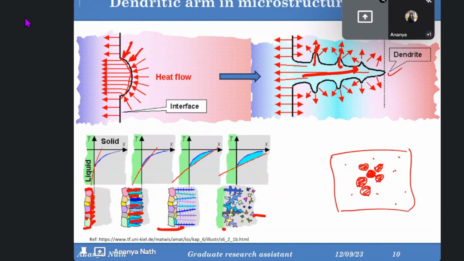Yes, ma'am. This dendritic arm is forming, I understood, but it is growing in these directions, perpendicular to this, because of the temperature gradient. T1 is less than T3 in the diagram. It will always grow in the perpendicular direction, but it will grow towards the liquid region, right?